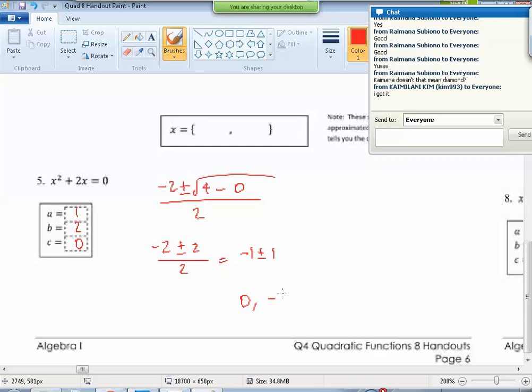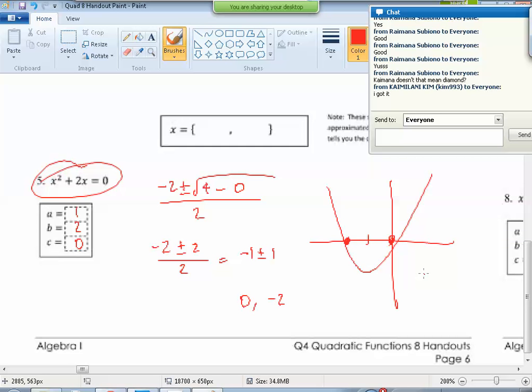If I were to graph this parabola right here, it would cross at 0 or negative 2. This parabola looks like it will open up this way. So good. That's how you use the quadratic equation.